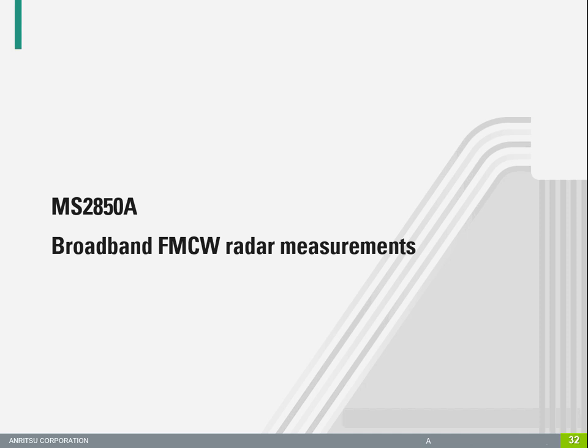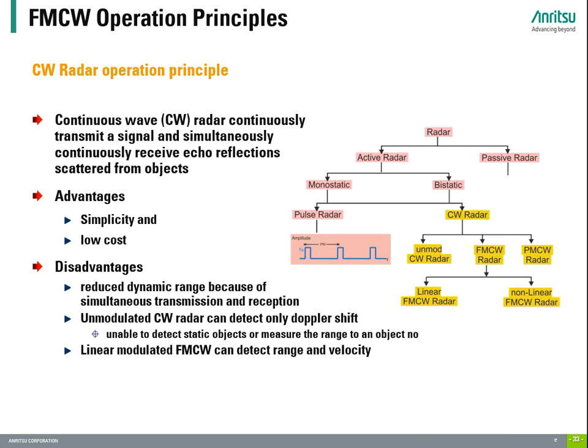MS2850 broadband FMCW radar measurements. A CW radar continuously transmits and simultaneously receives target echoes. The clear advantage is its simplicity and low-cost design. The disadvantages are borne by the reduced dynamic range due to the limited isolation between the transmit and the receive path.